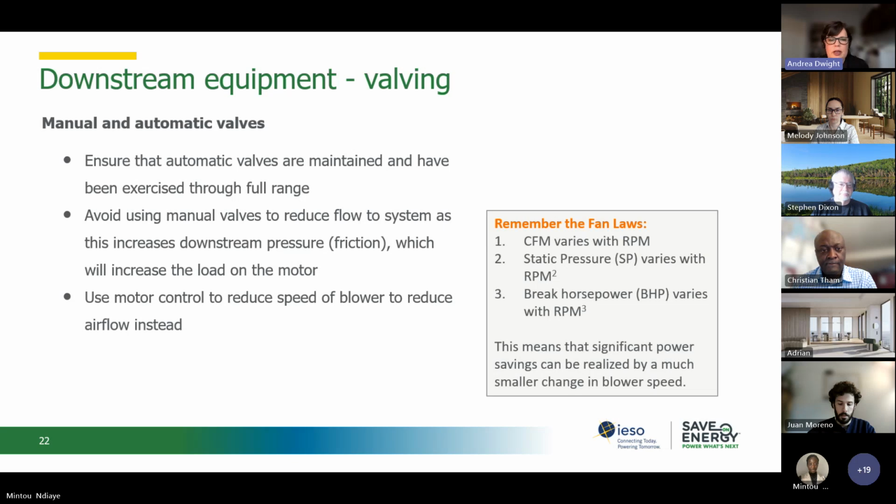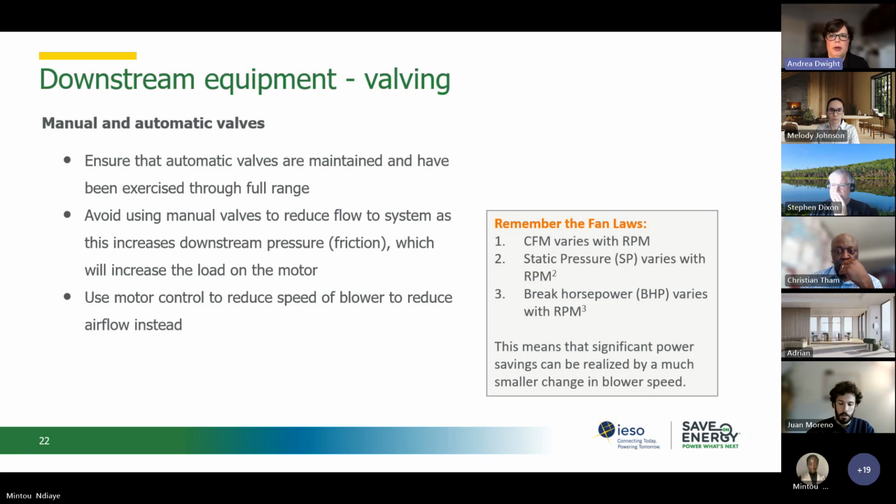The next piece after the header is, of course, valving, and you're going to have manual valves and automatic valves, and you need to make sure that your automatic valves are maintained and have been exercised through the full range of their open to close area. The reason is that if they're not opening fully, that will also create pressure drops, which will increase the loads on your blowers. And you want to try and avoid using your manual valves as much as possible. They're there for balancing and isolation, but try to find a way not to use them to reduce flow.